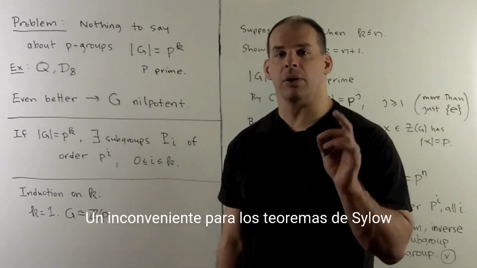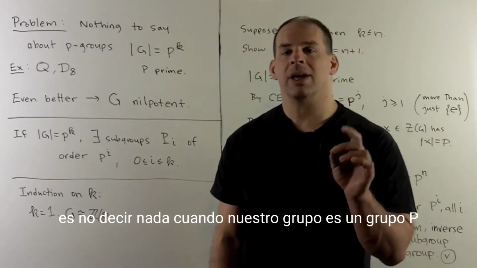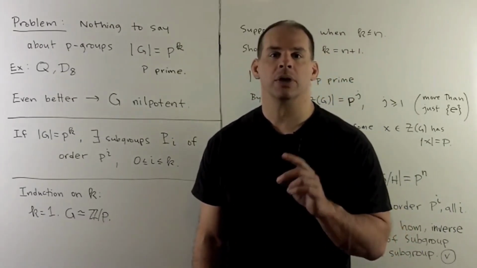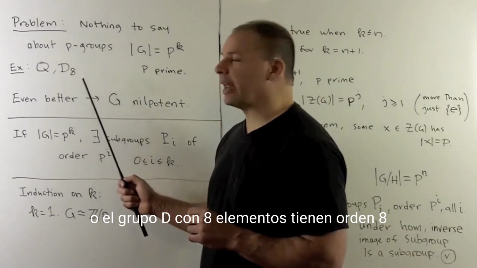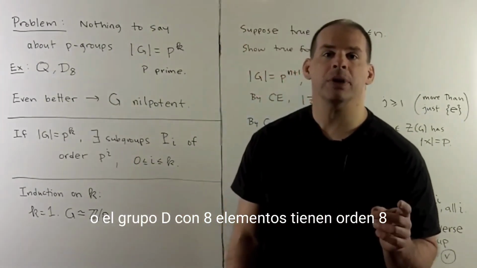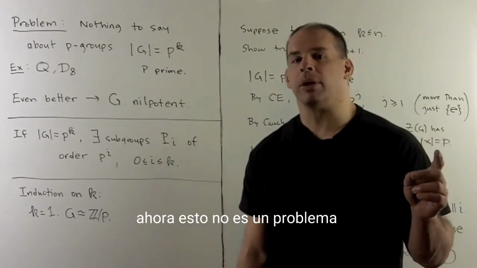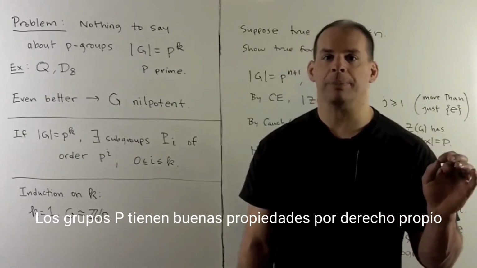One drawback to the Sylow theorems: they say nothing when our group is a p-group, that is, when the order of the group is a power of a prime. So for instance, if we take the quaternion group or the dihedral group with 8 elements, they have order 8, so Sylow theory doesn't apply. Now that's not a problem. P-groups have nice properties all in their own right.